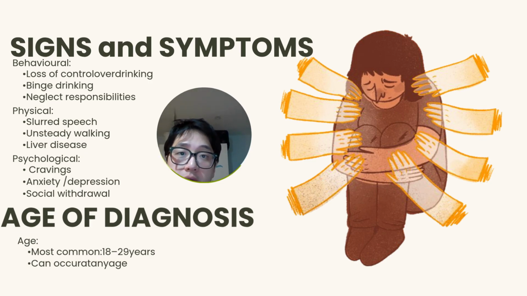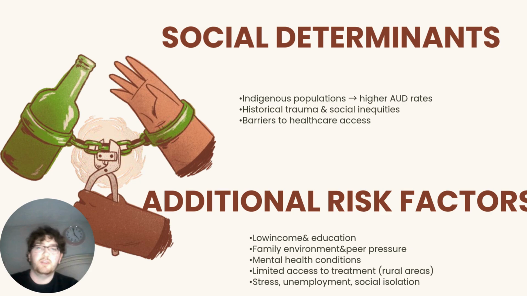Psychologically, we're looking for craving, that intense internal urge to drink that overrides other cues. Social withdrawal, anxiety, and depression are also key indicators. The social determinants of health: we have to ask, why is the alcohol use happening? It's rarely just about the substance.